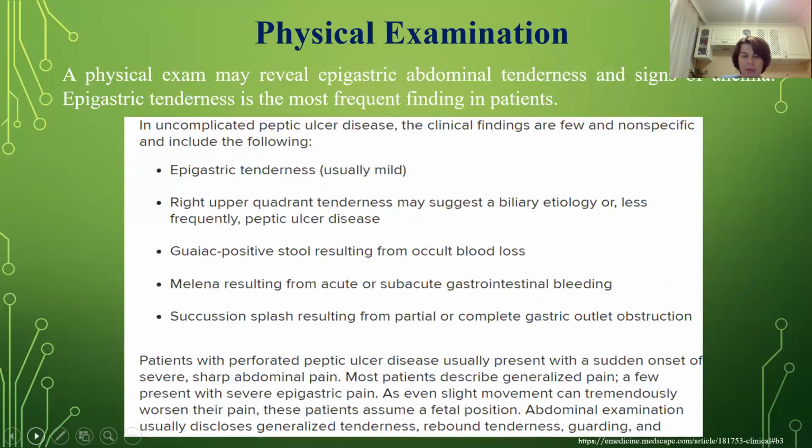A patient with a perforated peptic ulcer usually presents with a sudden onset of severe sharp abdominal pain. Most patients describe generalized pain, and a few present with severe epigastric pain. As even slight movement can tremendously worsen their pain, the patient assumes a fetal position. Abdominal examination usually discloses generalized tenderness and rebound tenderness.